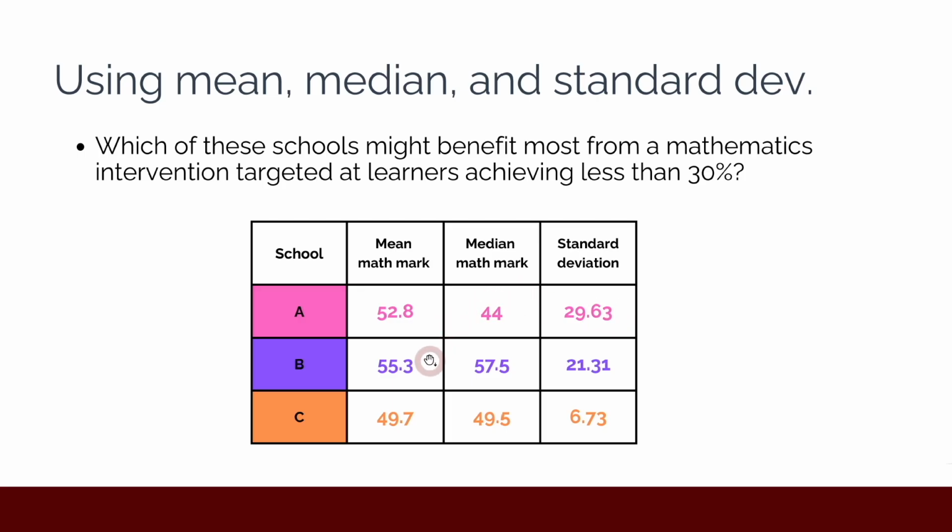School B didn't come up in either of our previous questions because they have a high mean maths mark of 55.3. Their median is quite high as well, so half of their learners are achieving more than 57.5%. But you see they have quite a big standard deviation, which is 21. What this is telling us is that even though the school has a high mean mark and quite a high median, there's a chance that there might be some lower achievers here because 55 minus 21 is in the 30s. So there might be some learners who are doing quite poorly.